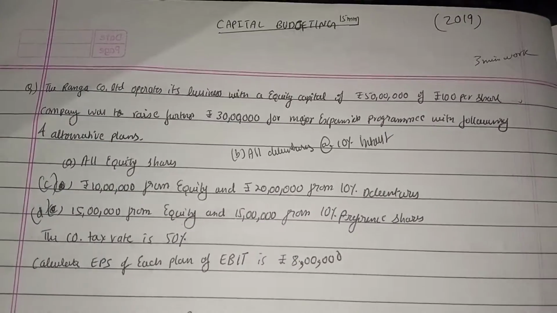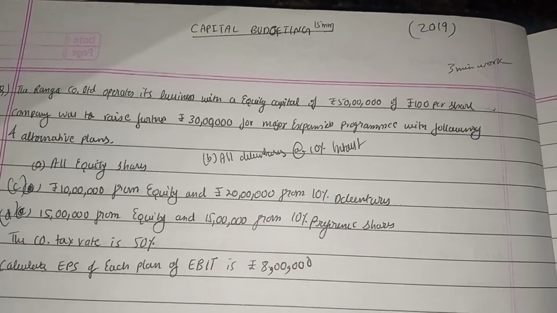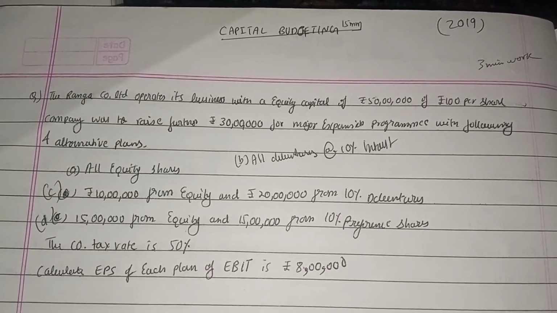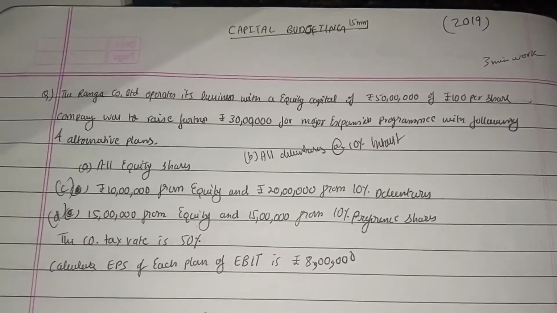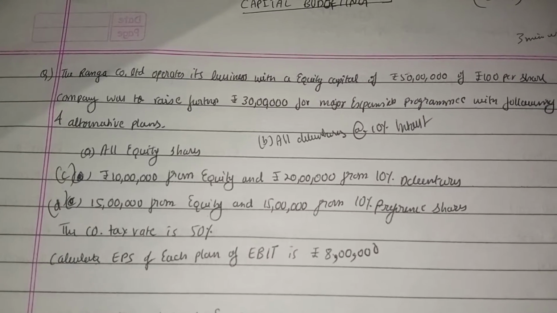The Ranga Company Limited operates its business with equity capital of 50 lakh of 100 per share. The company was to raise a further 30 lakh for a major expansion program with the following four alternative plans. A. All equity shares.